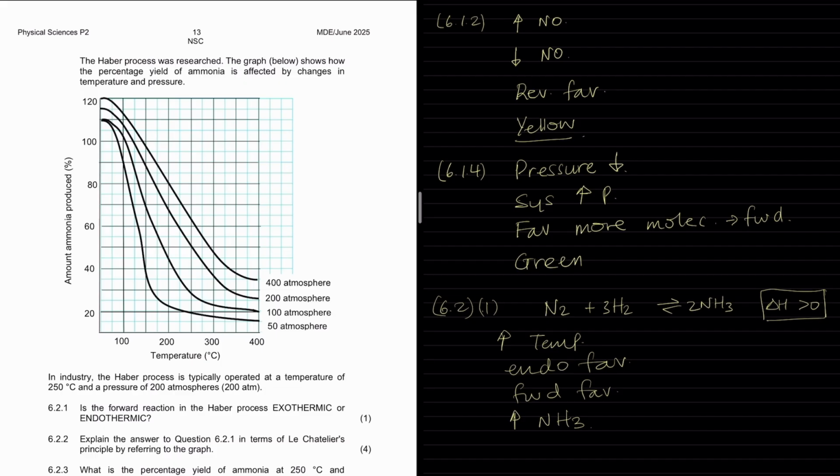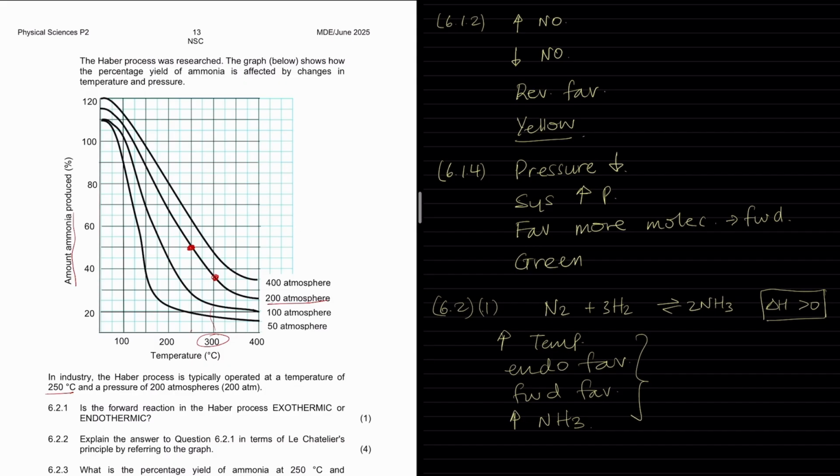So it starts at, well, they tell us 250 degrees Celsius, so 250 is here. So this is where it normally operates. If I increase the temperature, let's say I increase the temperature to 300, what happens to the amount of ammonia that we have? The amount of ammonia at the same pressure decreases.